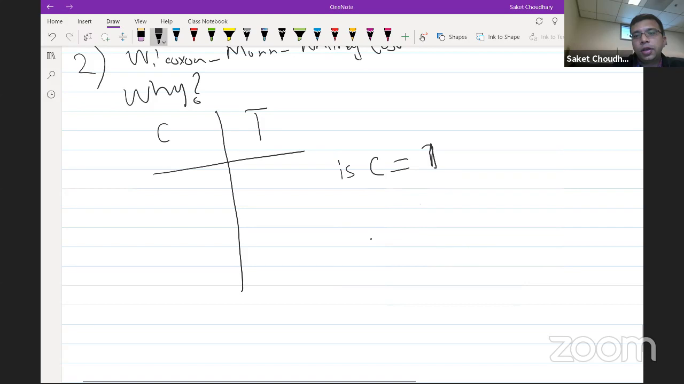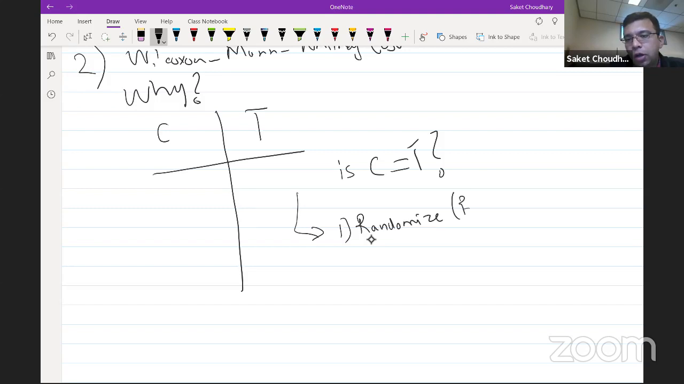Sorry, I keep pressing this. So is C equal to T? This is the question that we are really interested in. And what is the answer to that question? So how do we test this? How do we really go about testing if C is really equal to T? So the best strategy in most cases is just randomize.